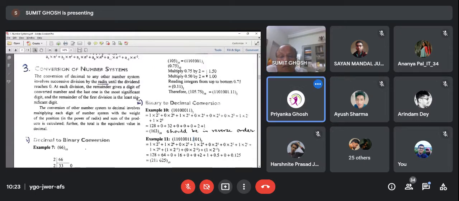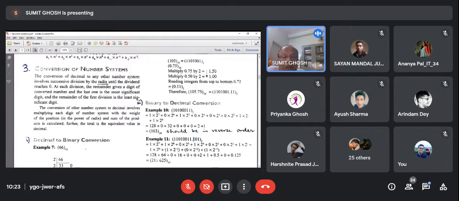Yes, sir. So this is 1 into 2 to the power of -1. The 0 is 2 to the power of -2. This last one is 2 to the power of -3. If there had been another bit, it would have been 2 to the power of -4. Like this, it goes on. Now you get all these things.